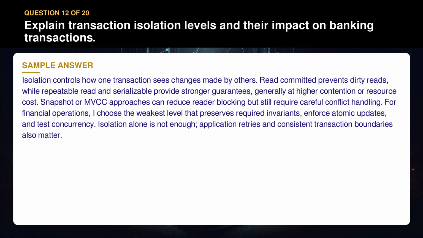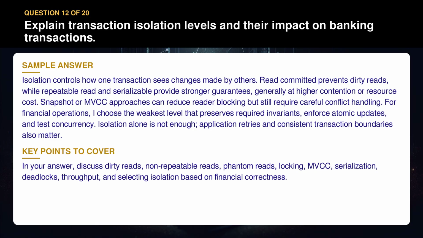Read committed prevents dirty reads, while repeatable read and serializable provide stronger guarantees, generally at higher contention or resource cost. Snapshot or MVCC approaches can reduce reader blocking but still require careful conflict handling. For financial operations, I choose the weakest level that preserves required invariants, enforce atomic updates, and test concurrency. Isolation alone is not enough. Application retries and consistent transaction boundaries also matter.